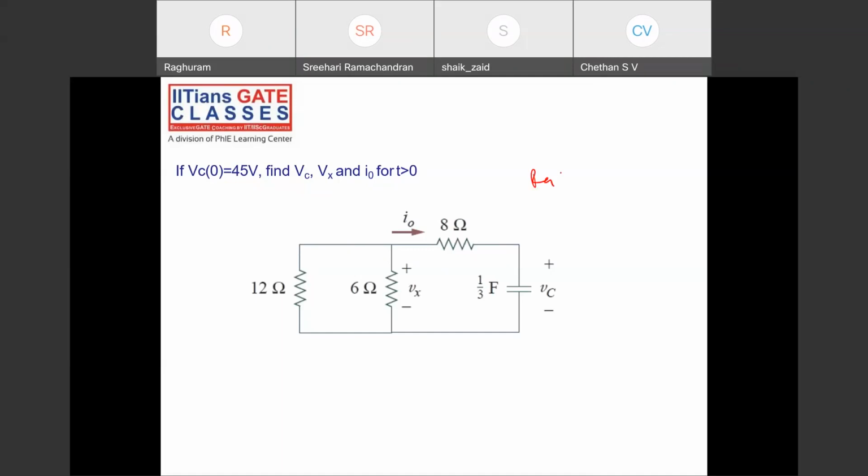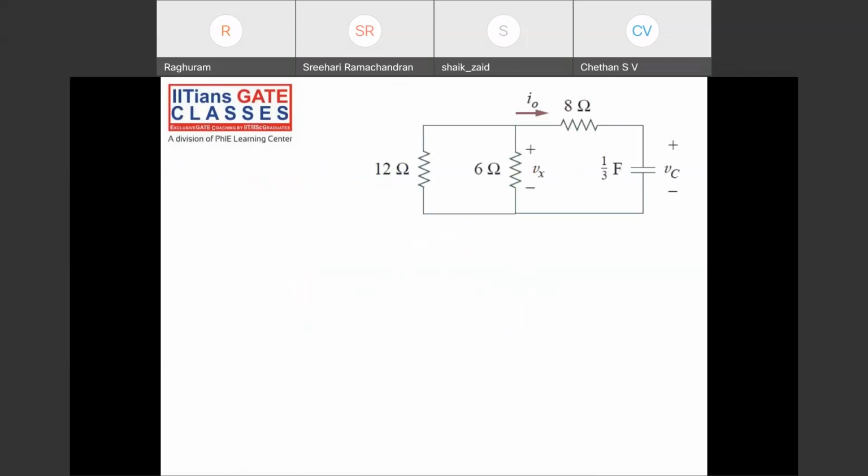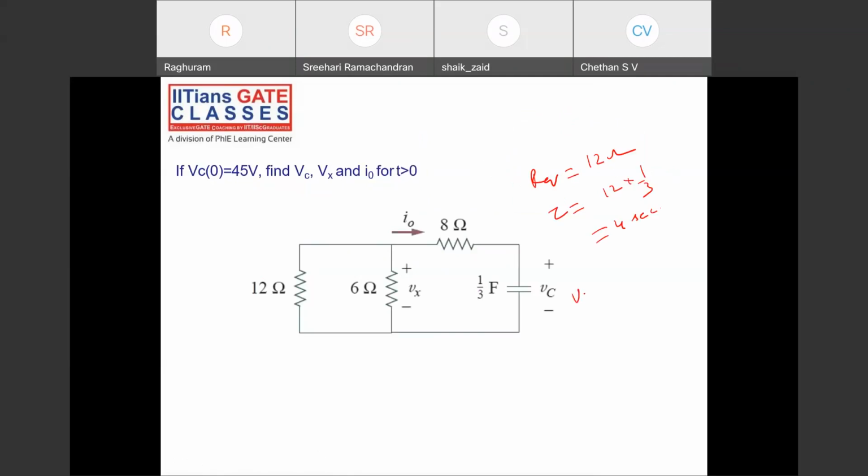So again, what is R equivalent? 12, 6 parallel is 4. 4 and 8 series is 12 ohms. Okay, tau is equal to 12 into 1 by 3, 4 seconds. So Vc of t is equal to 45 e power minus 1 by 4, which is 0.25t. Vc of t is 45 e power minus 0.25t.